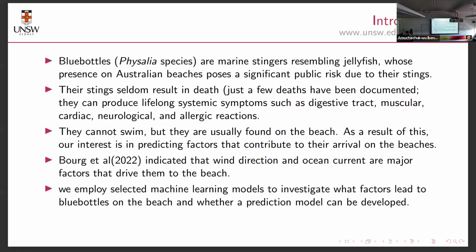So Bong et al. 2022 indicated that bluebottles are found on the beach, but they are being driven by wind. Based on what they ascertained using statistical analysis, they carried out this result. We are trying to find out, using machine learning, the factors that also move this organism to the beach. So on this note, we are trying to check if a prediction can be made. And based on that, we are doing this project.